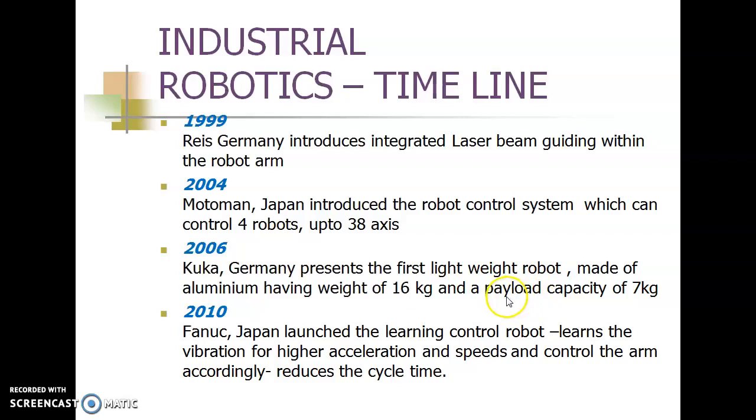That is very important. In the year 2010, Fanuc Japan launched a learning control robot, a robot which learns the vibration for higher acceleration and speeds. Depending upon the movements, if there is more speed or more acceleration, it may cause vibration. If the vibration comes, it adjusts its speed or acceleration accordingly, and by that it can reach the point. Or sometimes, if the speed is very low, it will increase the speed to reach that particular point.